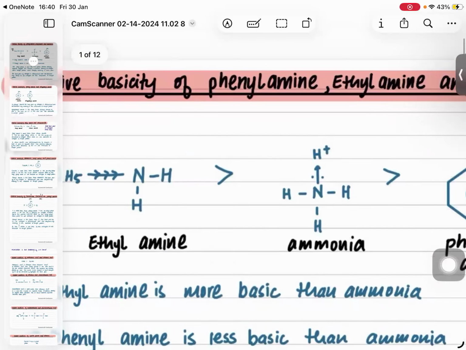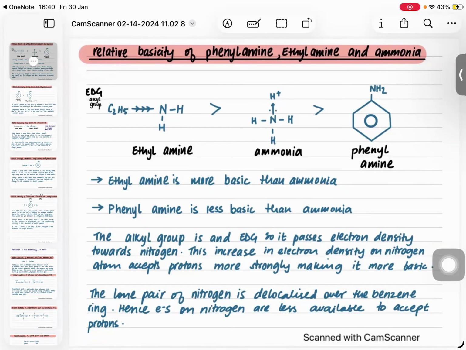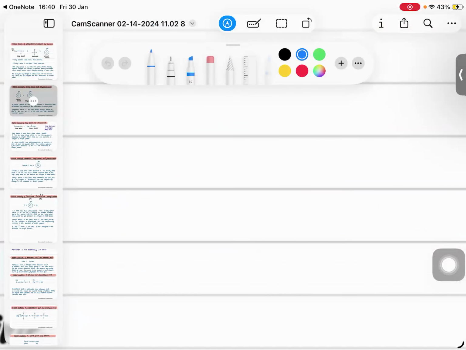Relative basicities, relative acidities and relative hydrolysis. Relative basicity and acidities will go quickly as a revision because we did them yesterday. Today's topic is actually relative hydrolysis, but I just wanted to review it. Before I start this, if I give you a brief description, basicity depends on what?